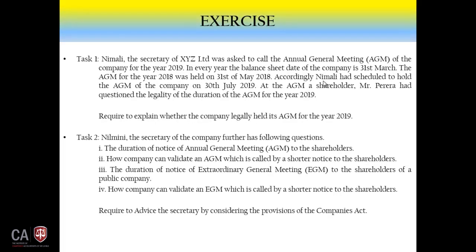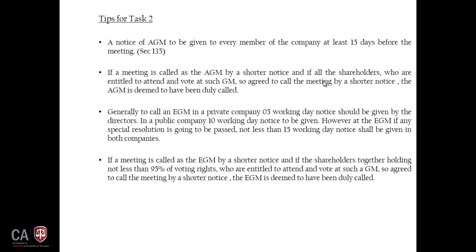Fourthly, how can a company validate an EGM which is called by a shorter notice than that? If a meeting is called as the EGM by a shorter notice, that is shorter than 5 in a private company, shorter than 10 in a public company, or shorter than 15 in case of a special resolution, and the shareholders together holding not less than 95% of the voting rights who are entitled to attend and vote at such general meeting agree to call a meeting by shorter notice, that is enough. If the consent of at least 95% of those who have the voting rights at general meetings has been given, then the EGM is deemed to have been duly called.